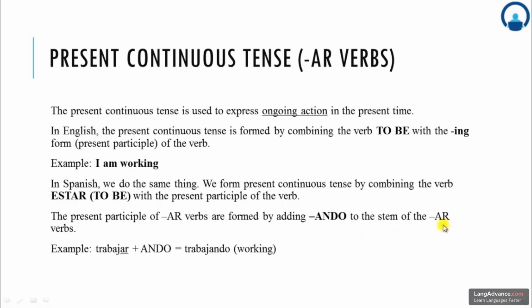So in the previous tense which we have learned, the present tense, what we used to do is we used to remove the AR letters from the verb, and add the conjugations like o, as, a, amos, áis and an. What here we'll do is replace the AR letters of the verb with ando and combine it with the estar conjugations. So look at an example so that you will understand how the present continuous tense is formed.